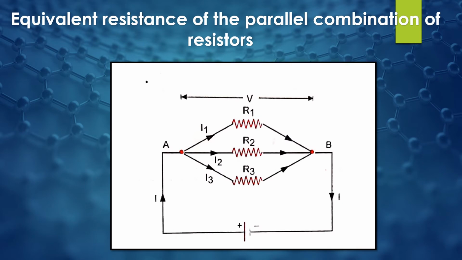Two or more resistors are said to be connected in parallel if one end of each resistor is connected at one common point and the other end of each resistor is connected at another common point, such that the potential difference across each resistor is equal to the applied potential difference across the combination of resistors. See here a parallel combination of three resistors, R1, R2 and R3, connected across a cell, which is shown here.